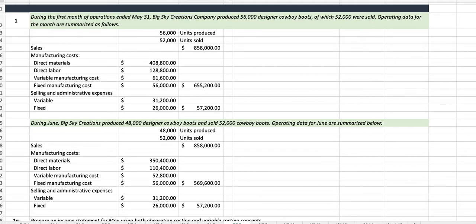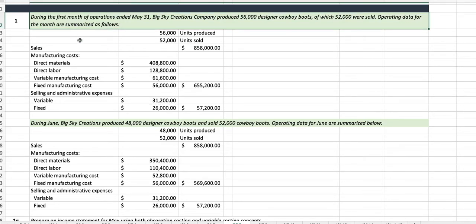So let's get started. Our problem set for this lesson starts with Big Sky Creation Company. During their first month of operation, which ended in May, Big Sky Creations Company produced 56,000 designer cowboy boots. Of the 56,000, we sold 52,000. That means that we had 4,000 units that were stored in inventory at the end of the month.